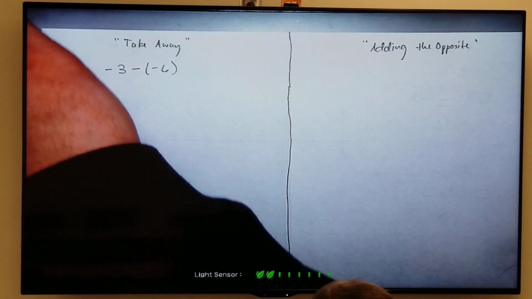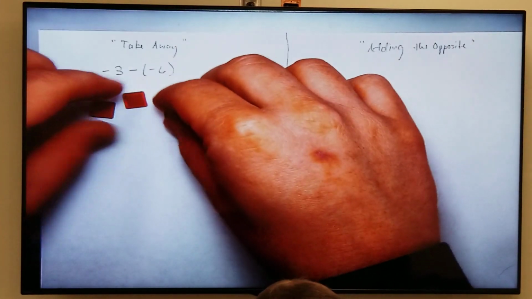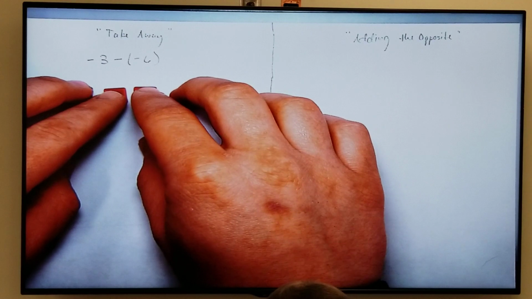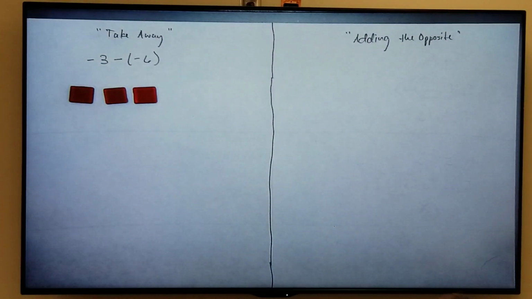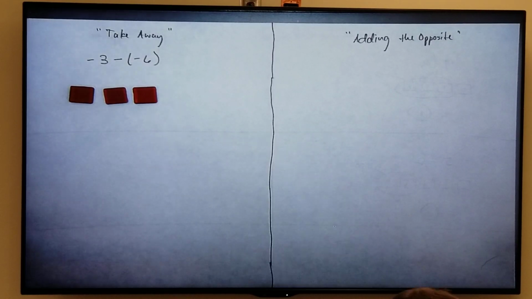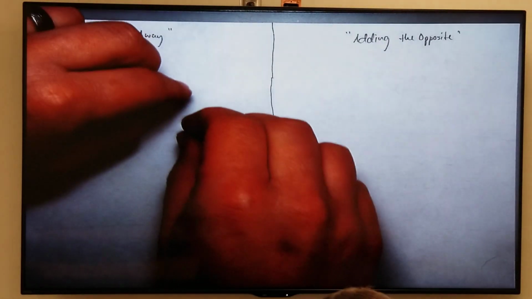So I'm starting with 3 negative tiles. Then I need to take away 6 negative tiles. But I don't have 6 negative tiles to take away. So I need to add some 0 pairs so that I have 6 negative tiles that I can take away.